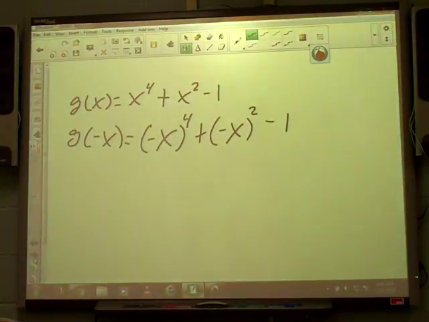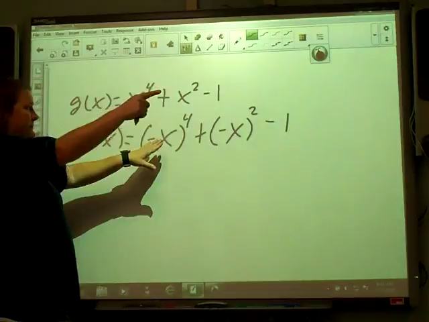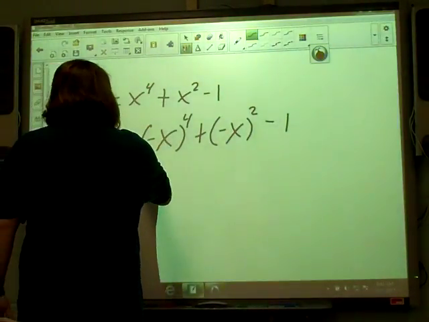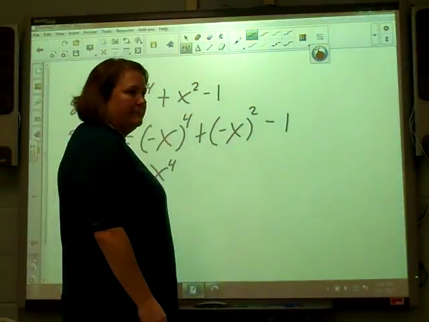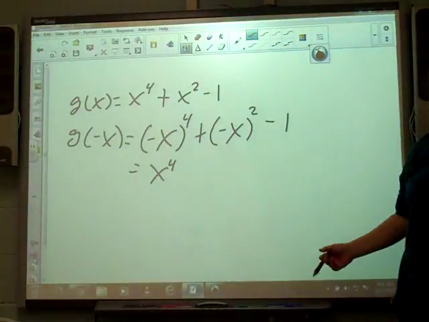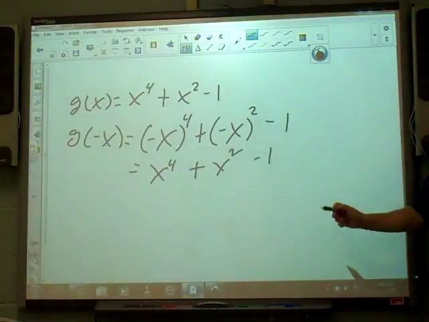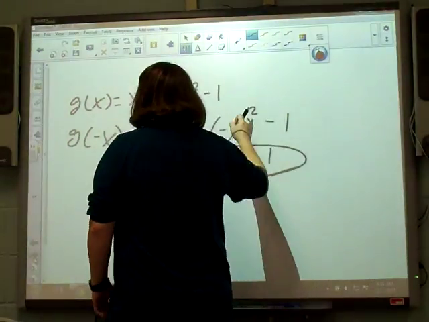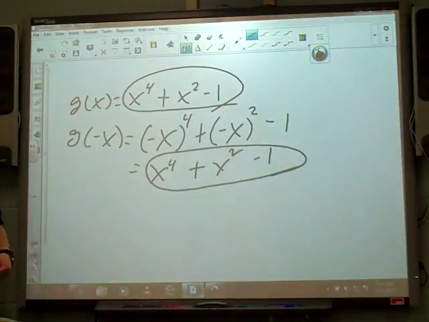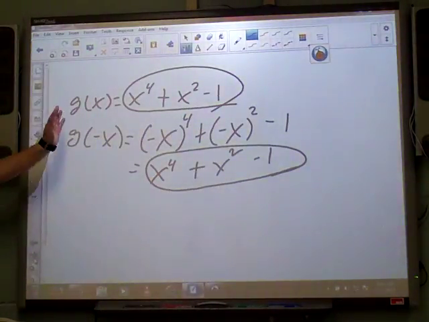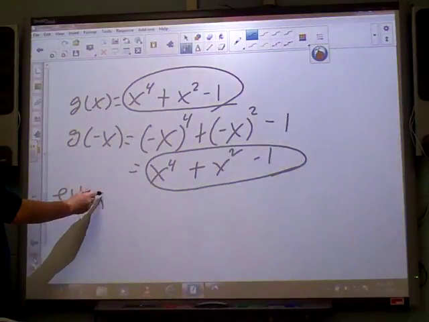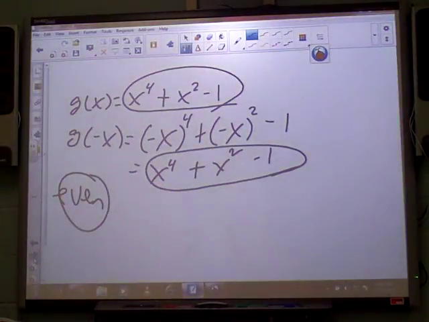We're going to replace all of the x's with negative x's. Alright, so when I raise a negative to an even power, does it stay negative or go back to positive? Even or positive. Goes back to positive. So this negative x to the fourth is actually positive x to the fourth, right? And then it's plus x squared. Negative x squared, when you square a negative, is a positive x squared minus 1. So I'm comparing this to my original. Is it the same? Yes, they're the same. So that is an even function. Not too hard.